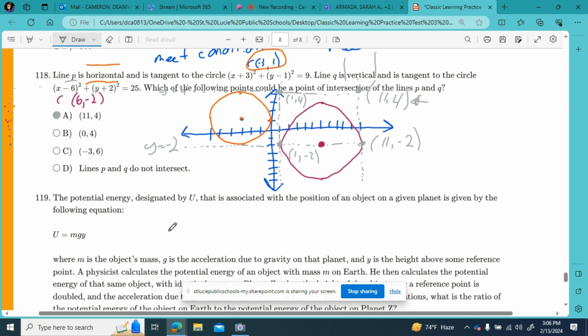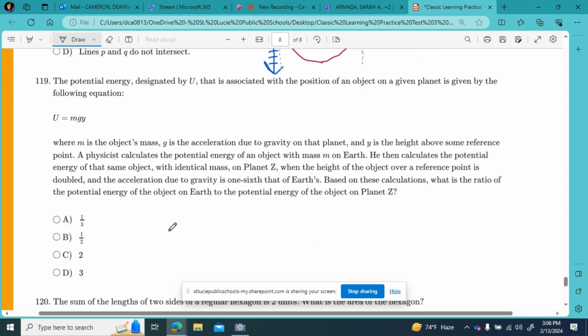And then question number 119 says, it's a long, long word problem. The potential energy designated by U that is associated with the position of an object on a given planet is given by the following equation. U equals mgy, where m is the object's mass, g is the acceleration due to gravity on that planet, and y is the height above some reference point.